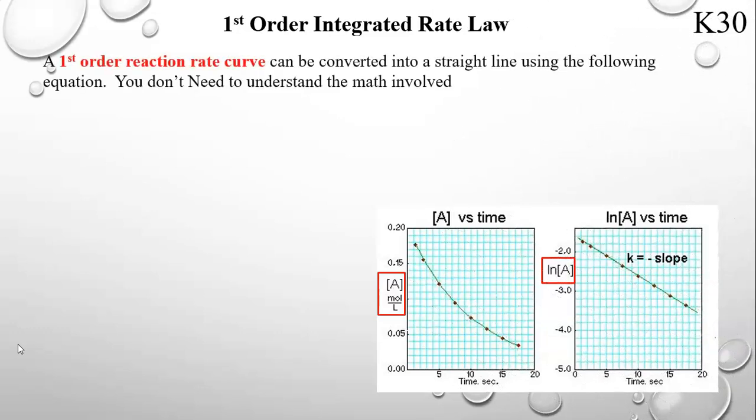A first-order reaction rate curve can be converted into a straight line using the following equation. And you don't need to understand the math involved. So remember what a first-order reaction is. It means as you double the concentration, you'll double the rate. The rate will go twice as fast. Not twice as much time, but twice as fast, so it'll be less time. If you triple the concentration, the reaction will run 3 times as fast. If you multiply the concentration by 5, then the reaction will run 5 times as fast. That's what a first-order reaction is.